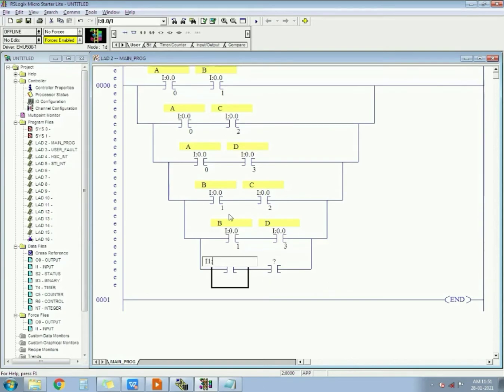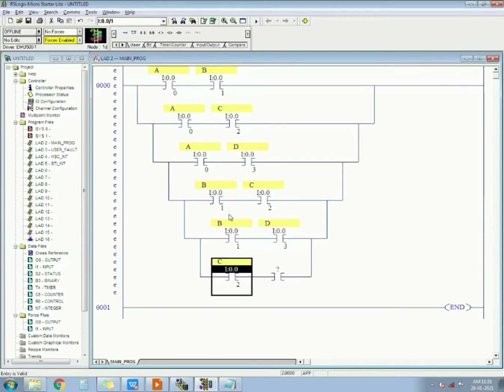I1:0/2, C and D, I1:0/3. So these are the 6 possible combinations that can make any 2 inputs on. Also our first condition, that if any one input is on, no output gets on, is also done by this solution. So I will write the output O0:0/0.